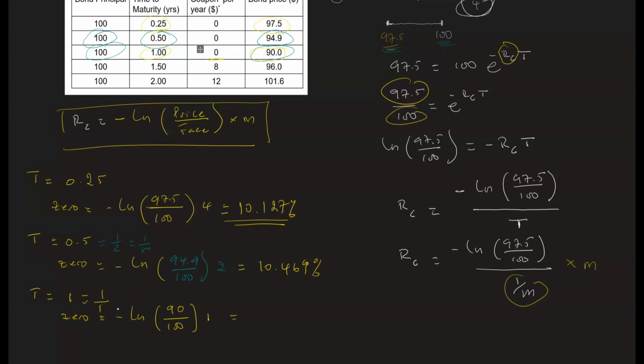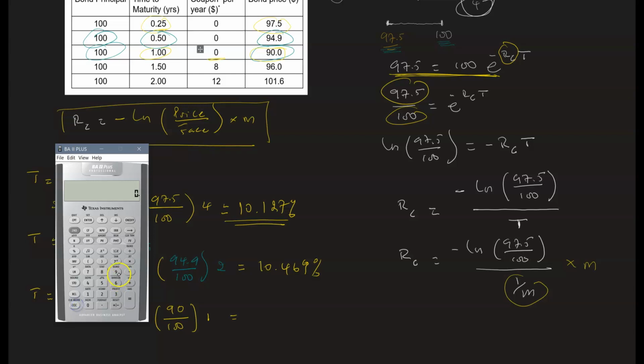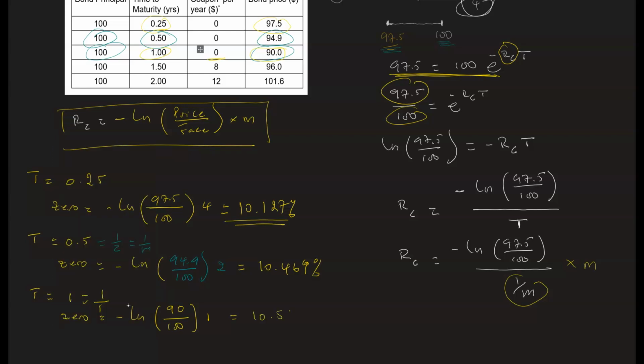So far we are only working with the zero because this formula applies for the zero. What we're going to do is the log of 90 divided by 100, we take the log of that, we remove the negative sign, and we multiply by 1. That is multiplied by 1, so no change. So it's going to be 10.536, 10.536%. So these are going to be our zero rates.